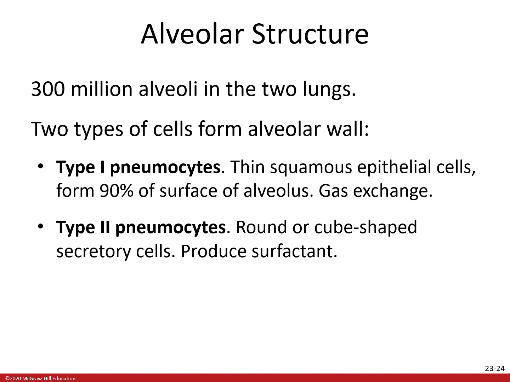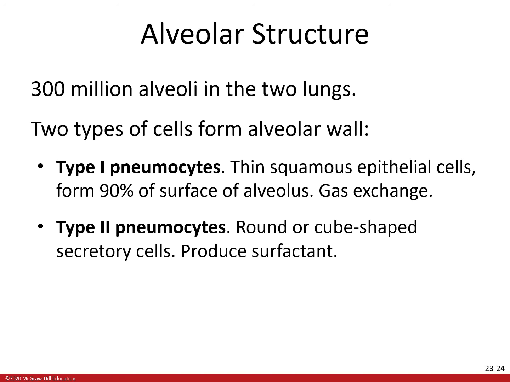Okay, let's move on to alveolar structure. So in your lungs, you have about 300 million alveoli together between your two lungs, and there are two types of cells from your alveolar wall. And do remember that these walls are going to be very, very thin. And that is going to help with that gas exchange occurring.